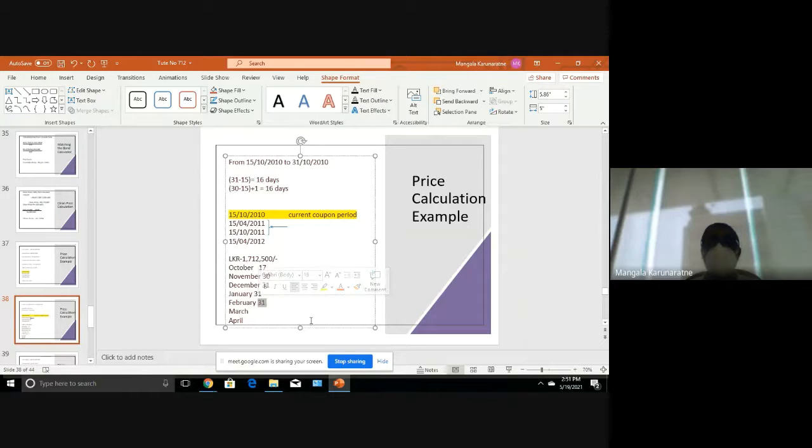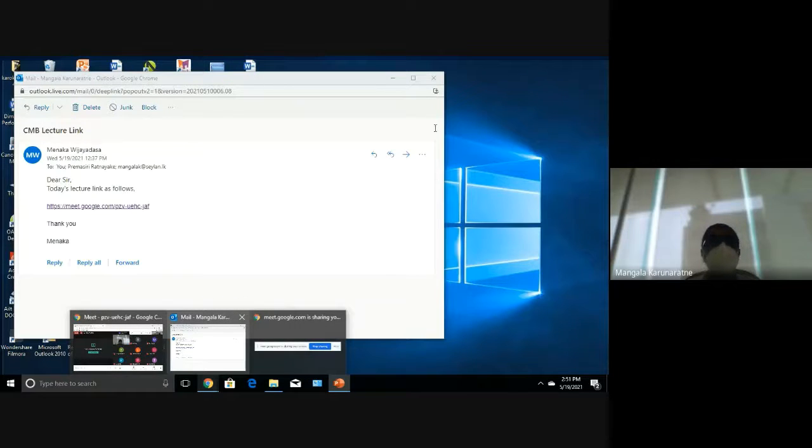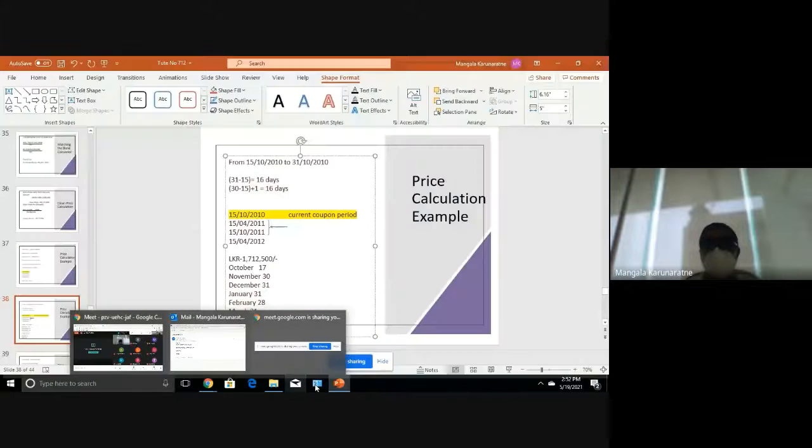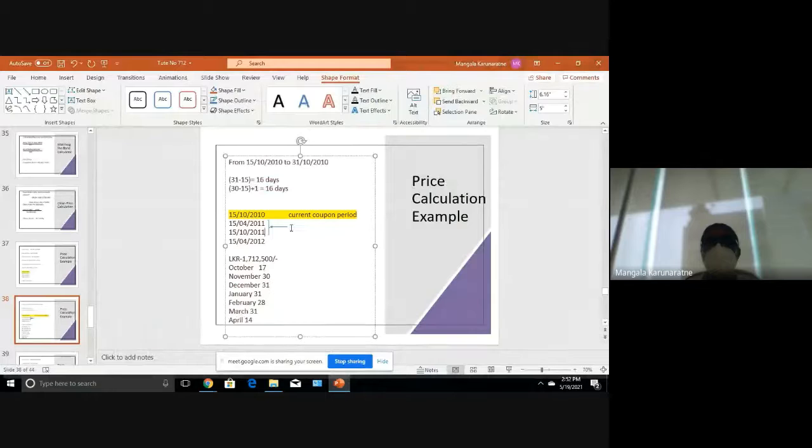So 2011, it's 28 days for February. Here you have to be careful. March, how many days? 31 days. April, 14 days only, right? So when we calculate the number of days: 17, 30, 31, 31, 28, 31, and 14. Total is 182 days. So the current coupon has 182 days, right? 182 days.